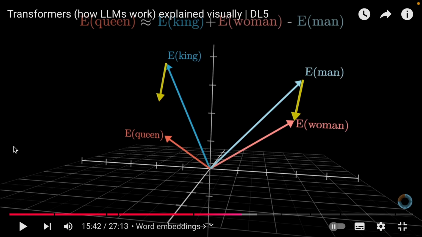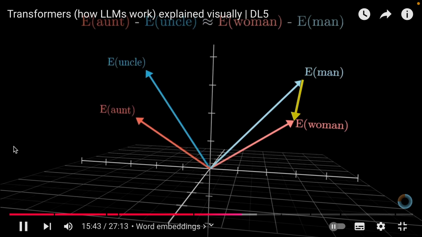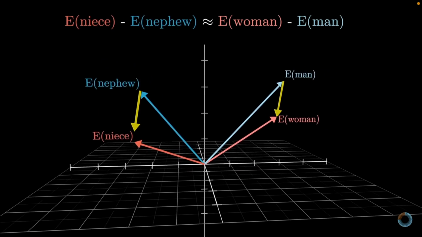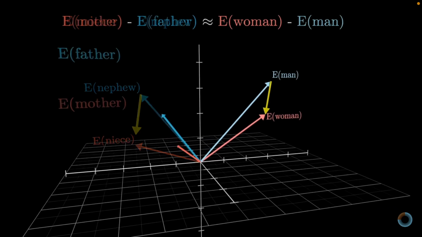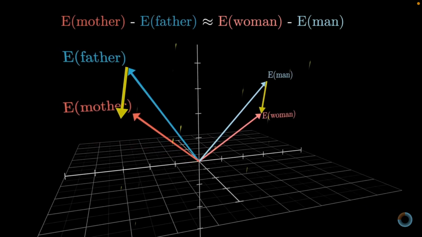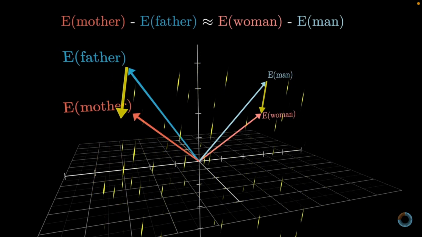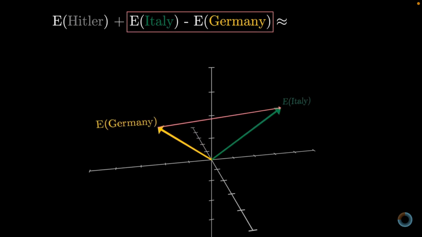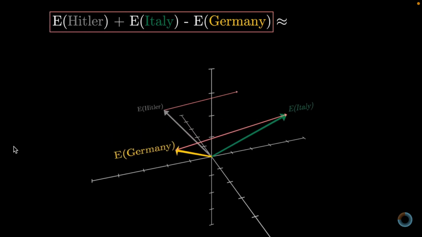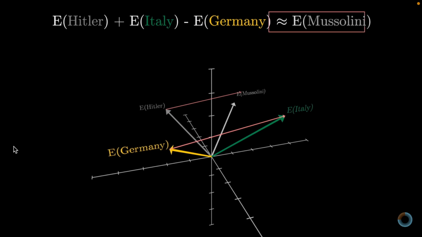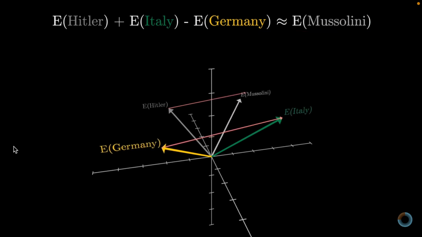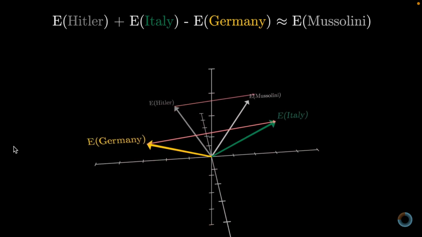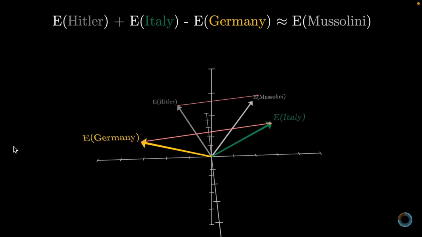But okay, let's see some more examples. Family relations seem to illustrate the idea much better. The point is, it looks like during training, the model found it advantageous to choose embeddings such that one direction in this space encodes gender information. Another example is that if you take the embedding of Italy and you subtract the embedding of Germany, and then you add that to the embedding of Hitler, you get something very close to the embedding of Mussolini. It's as if the model learned to associate some directions with Italianness and others with World War II Axis leaders.